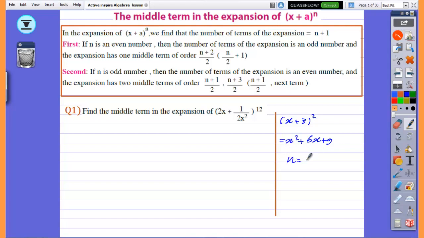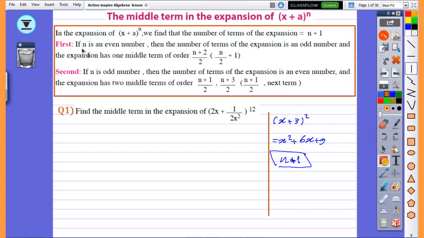So the number of terms always equals n plus 1. It is the number of terms. But we're looking for the middle term in this expansion or any expansion. We have two cases. The first case, when n is even, or n is odd. In this case, if n is even, the number of terms will be odd, like this.